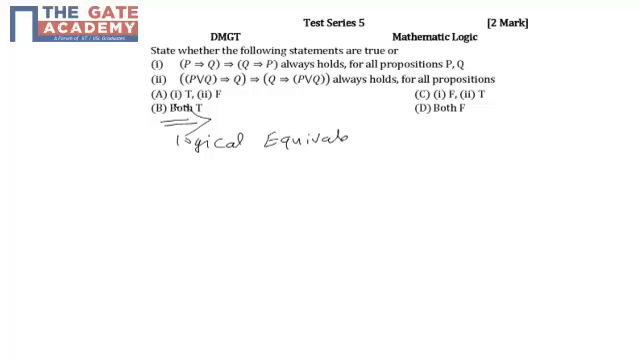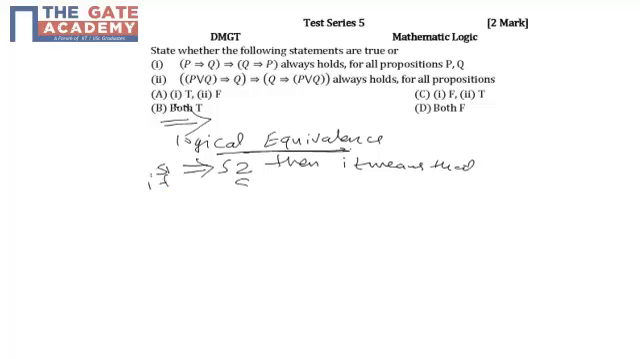Logical equivalence. Let us suppose I am writing S1 logically equivalent to S2. Then it means that if S1 is true, S2 must have to be true, whereas if S1 is false, S2 can be anything.